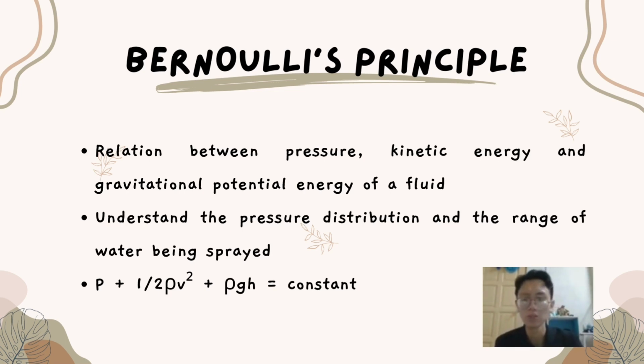Bernoulli's equation is used to understand the pressure distribution and the range of water being sprayed by the auto water sprinkler. The formula contained in Bernoulli's equation is P plus 1/2 rho v squared plus rho g h equals a constant. And as we know, the diameter of the auto water sprinkler is quite narrow.